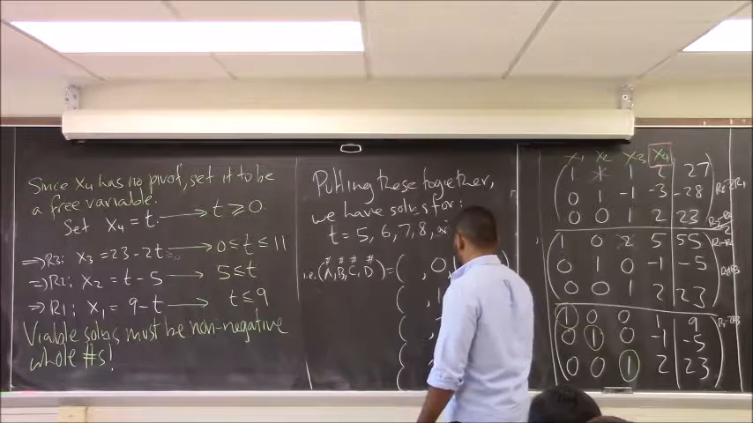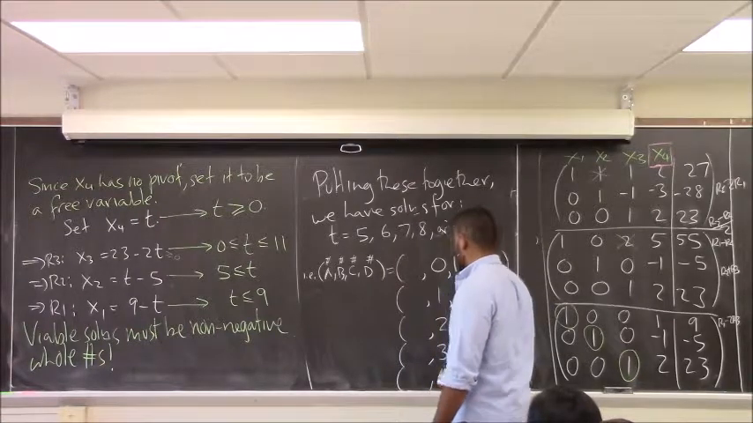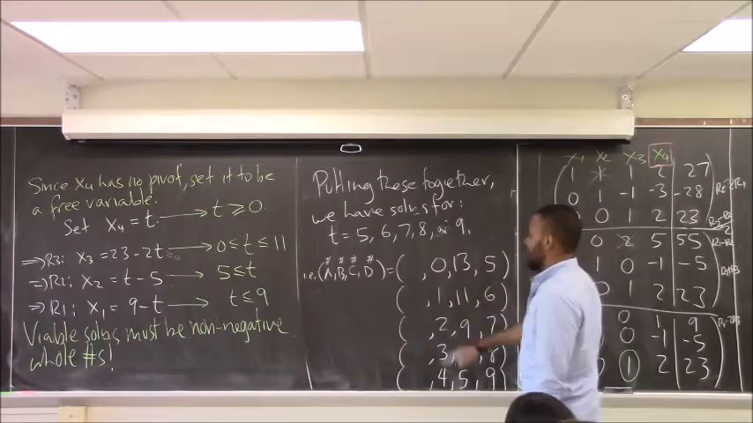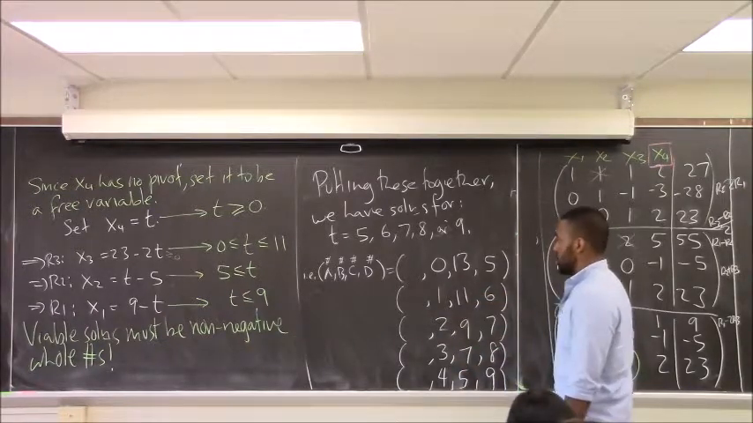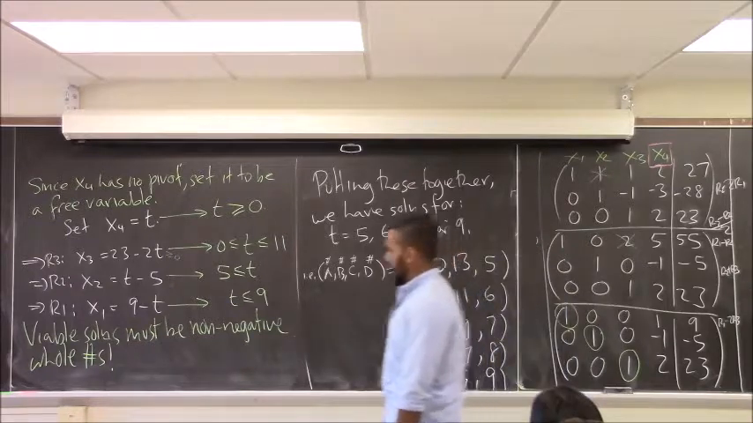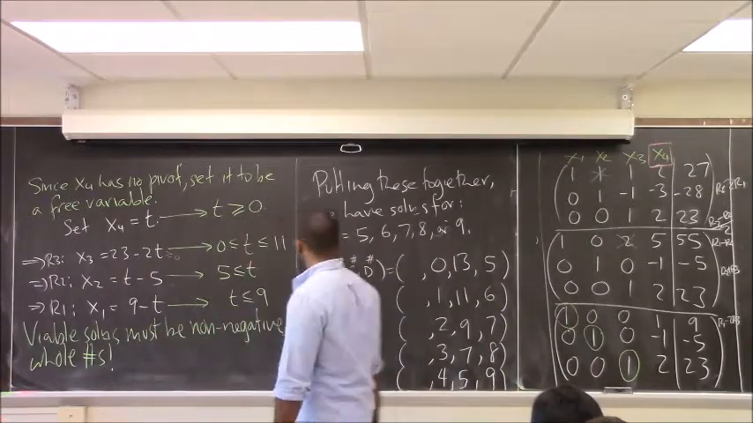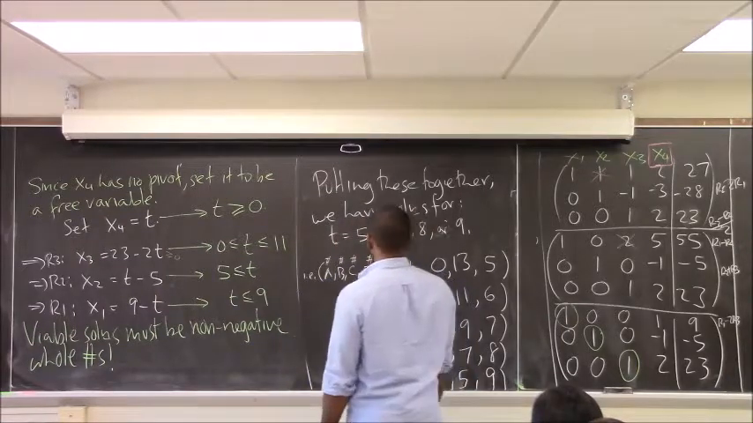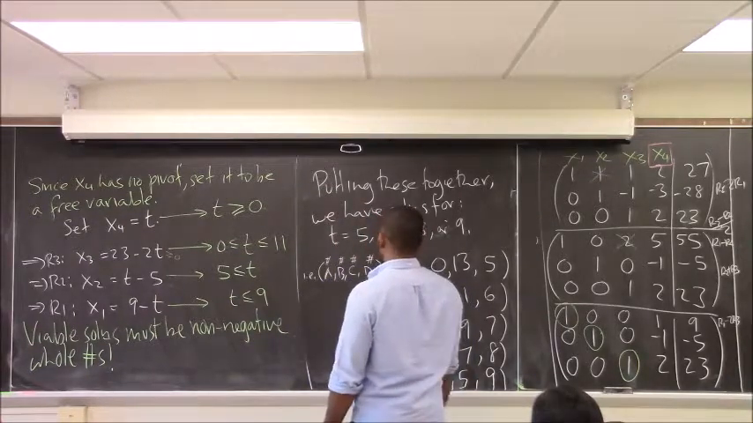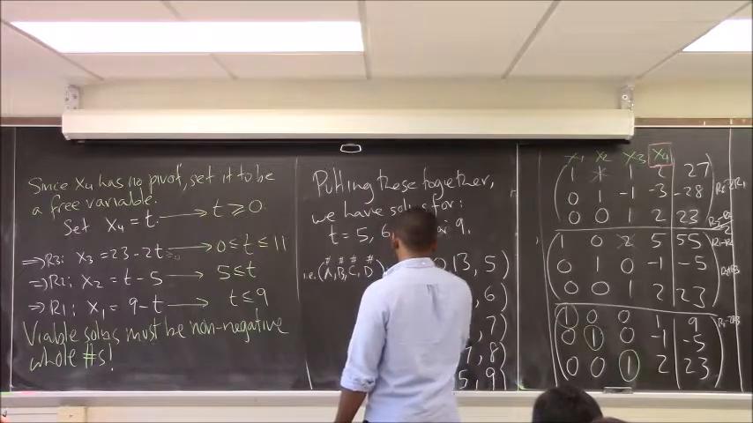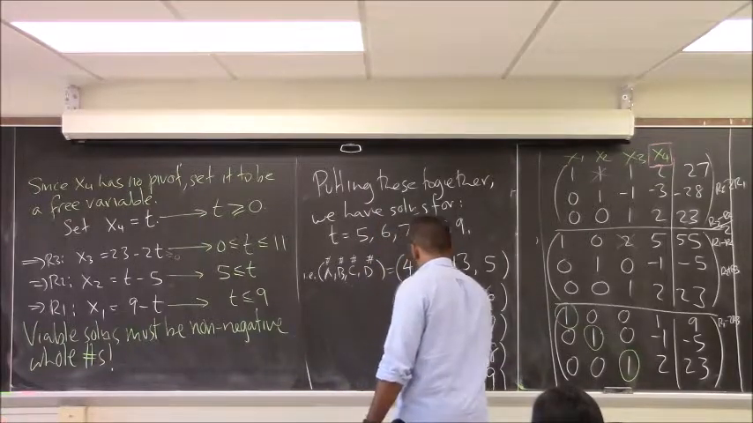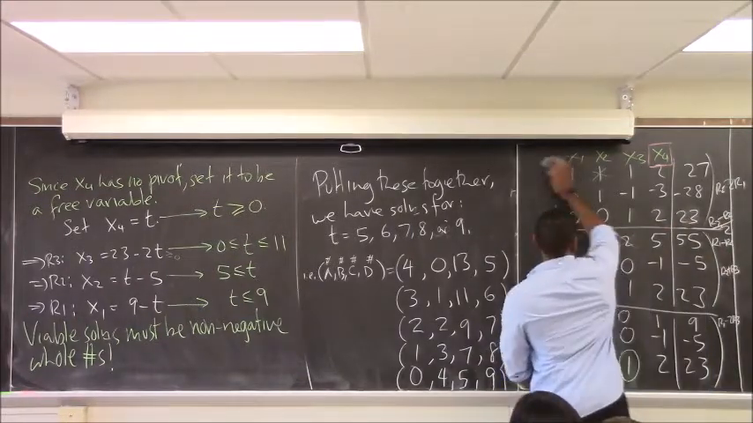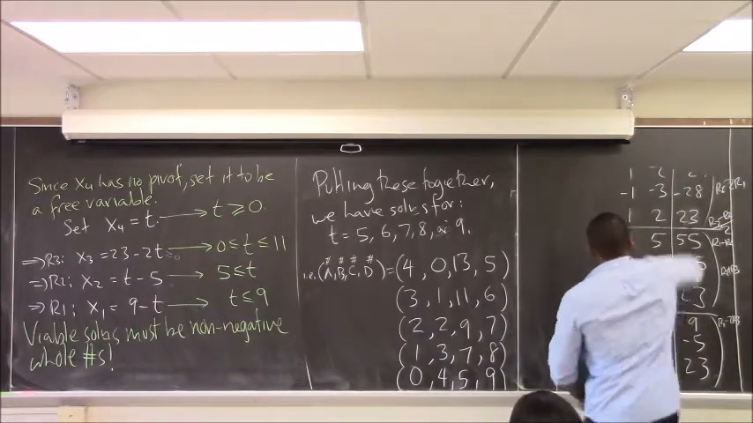So that's 1, 2, 3, 4. So when t is 6, that's 1, t is 7, that's 2, and t is 8, that's 3, and so on and so forth. And then for x1, when t is 5, that guy is going to start at 4. And then when it goes to 6, it's going to be 3, then 2, then 1, then 0. And these are all the possible solutions. So there are 5 scenarios that could actually work here.